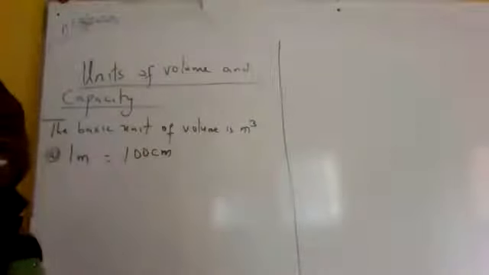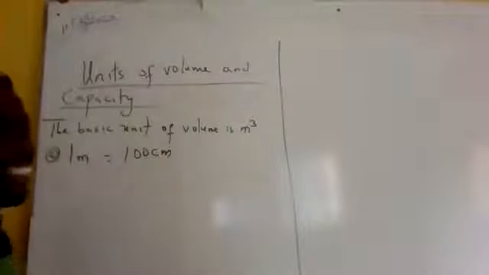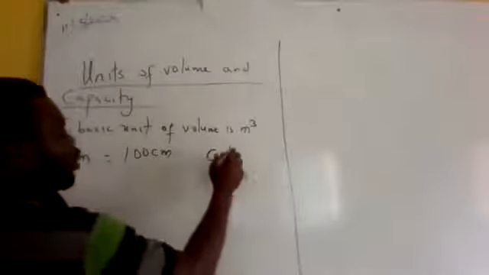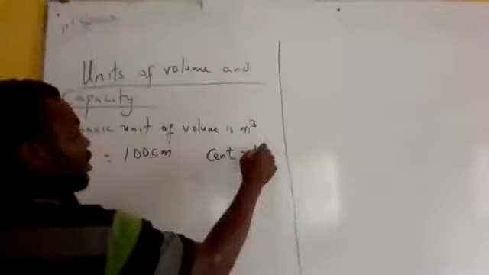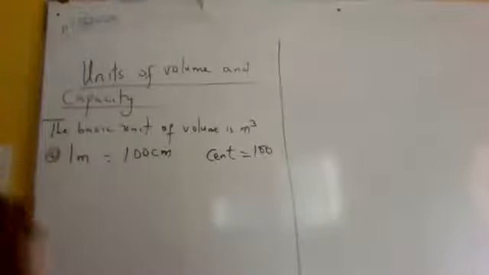100 centimeters. Centi is gotten from the French word cent. And cent means what? 100 in French. So 1 meter is equivalent to 100 centimeters.